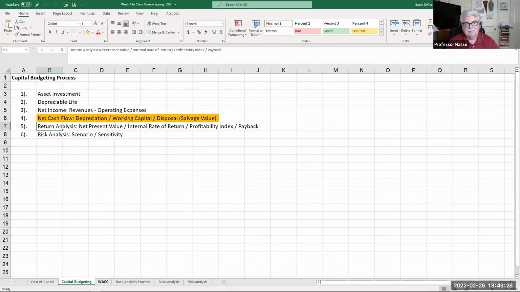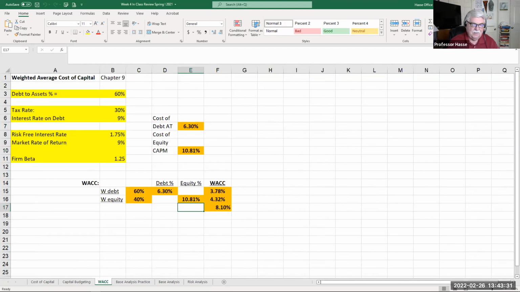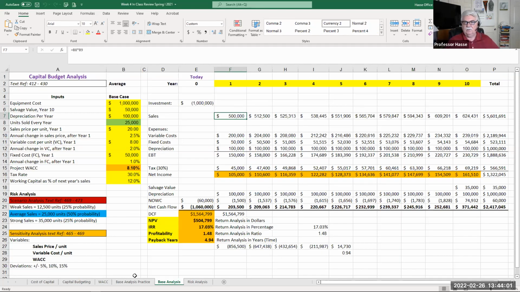As you can see in the example we're using this week, we determined that the weighted average cost of capital was 8.1% by looking at the capital structure of the company, 60-40, and looking at the risk in the market as far as debt and the risk in the market of equity, looking at the capital asset pricing model and the after-tax cost of debt, putting those together into a weighted situation based on the capital structure, 8.10%.